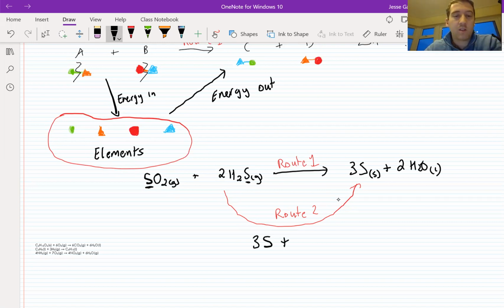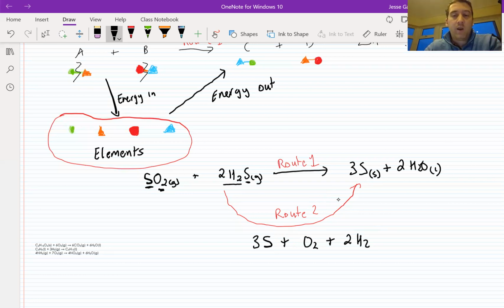Plus, what other elements do we have here? We have oxygen, O2. Now, we've only got oxygen in the SO2. We don't have any in the H2S. So we just have O2. Plus, what else do we have? We have hydrogen, and we have 2 H2s. So altogether, we have 2 H2s, like that.